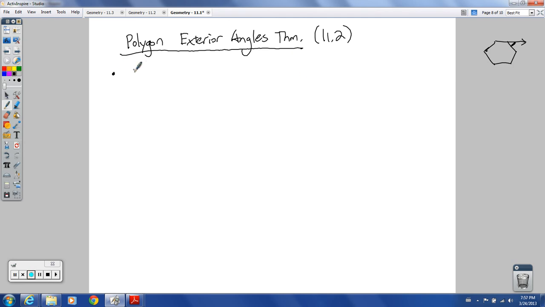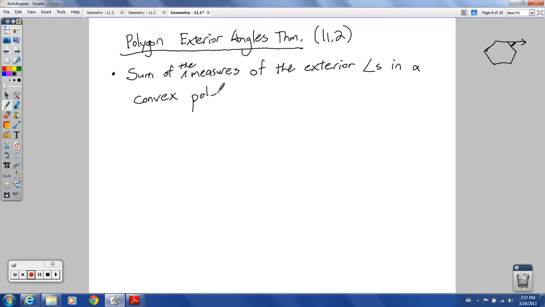And so what it says is that the sum of the measures of the exterior angles in a convex polygon is always, pretty crazy that this always works out, but it's always the same exact number.